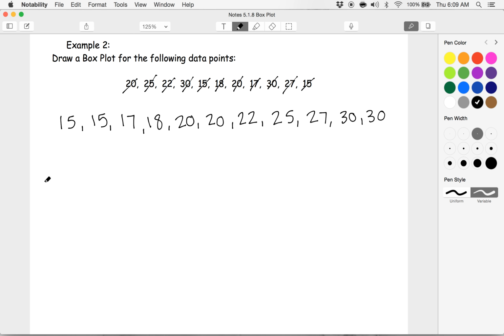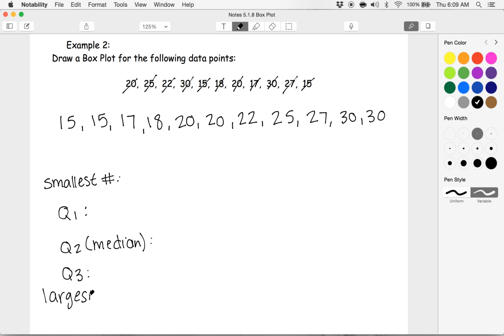Okay, so we need the smallest value. We'll need quartile 1, quartile 2, which is also our median, quartile 3, and our largest number. Well, I can do my smallest and largest right off the bat. My smallest is 15, and my largest is 30. Now I just need to find those quartiles.